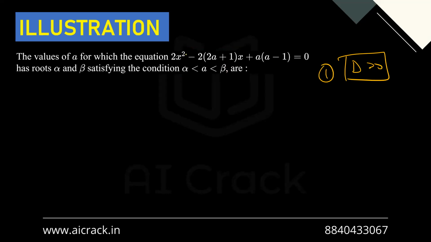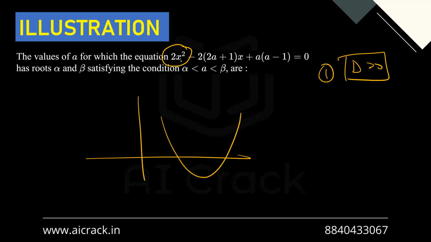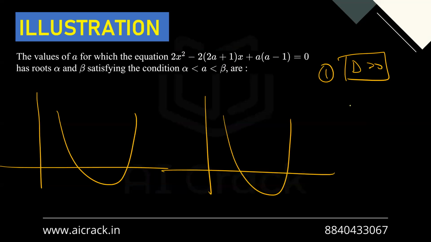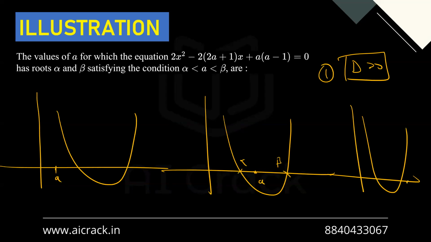Now, secondly, you can observe that the coefficient of x² is positive, so we don't have to bother about a downward facing parabola. We just have to bother about the upward facing parabola. So that's our second observation. Now, third observation: when D is positive, we can have these three cases. a can be here, a can be somewhere between the roots alpha and beta, and a can be here. When we are just considering this condition, these three cases are possible.